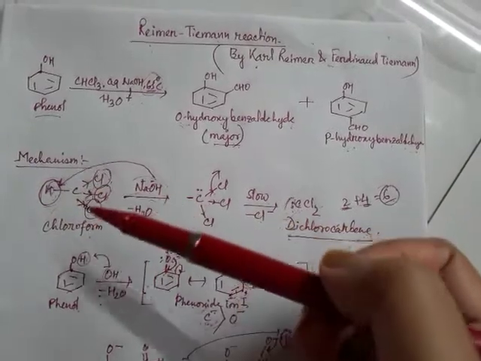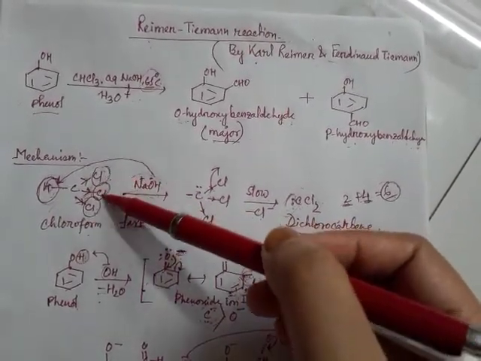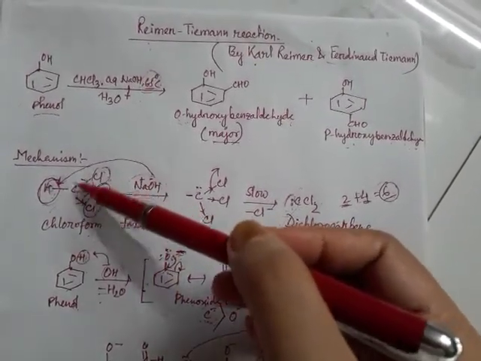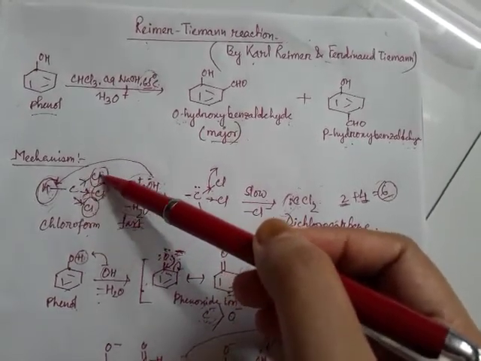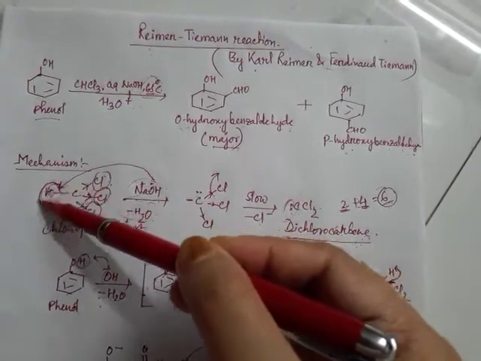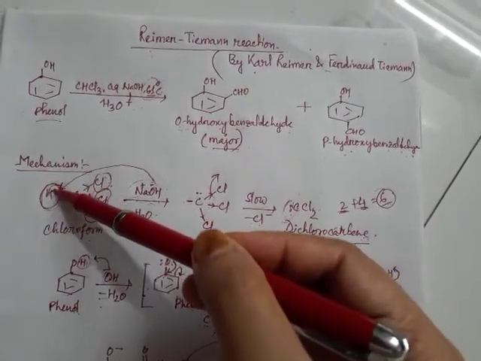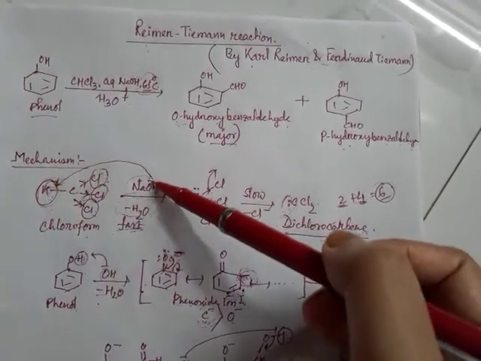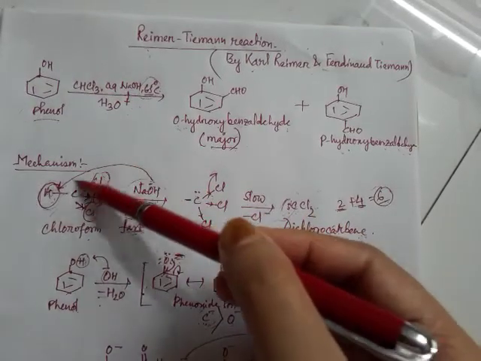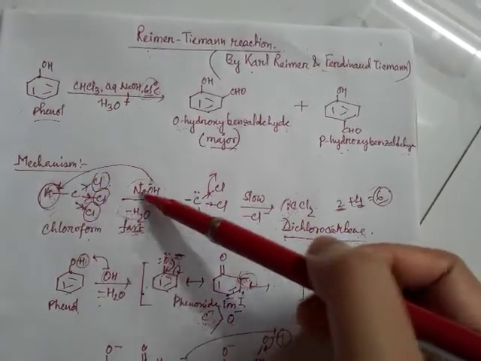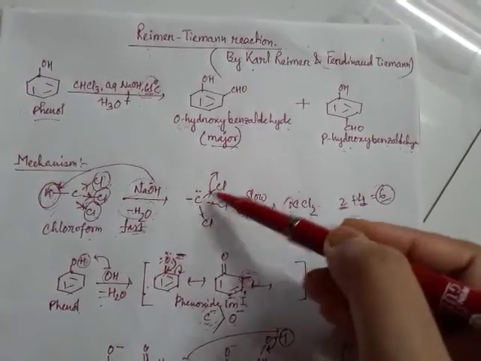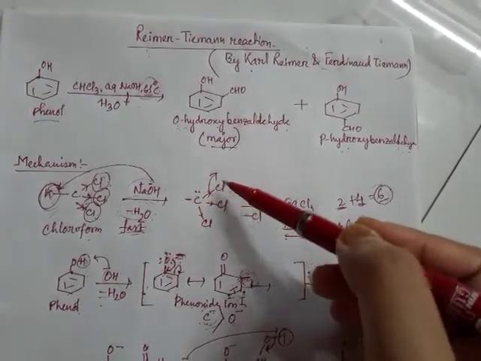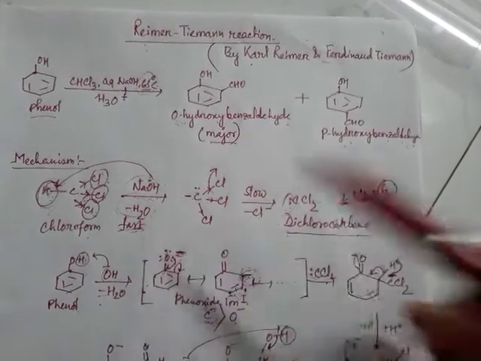So in the first step, as 3 electron withdrawing chlorine atoms are attached to this carbon atom, they withdraw the electron density towards themselves, leaving behind this hydrogen atom very acidic in nature. So in presence of alkali, the alkali will abstract this acidic proton with the liberation of one water molecule, and it will form CCl3 negative, as you can see in this structure. Okay, so this is a very fast step.